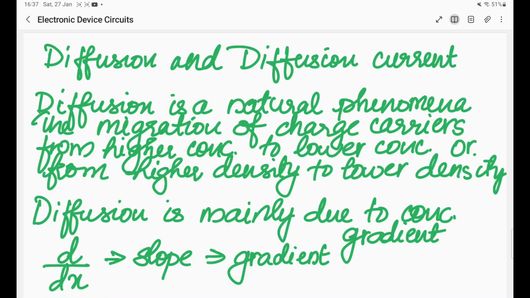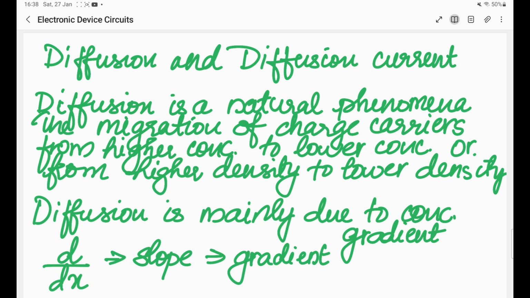So this is a continuation on the series electronic device circuits, and in this section we'll deal with diffusion and diffusion current. This is actually a small video which just talks about diffusion and diffusion current. Okay, so let's directly go to what is diffusion.